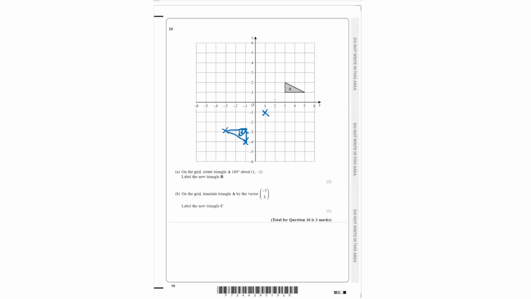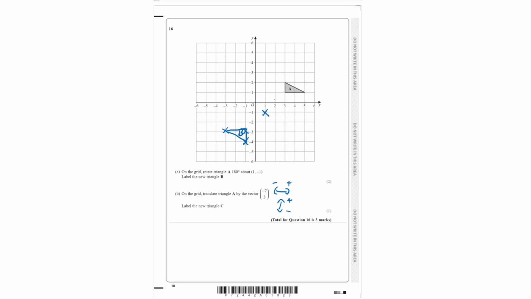On the grid, translate triangle A by the vector -7, 3. Label the new triangle C. Now, when dealing with vectors, the top number deals with the horizontal and the bottom number deals with the vertical. If it moves to the left, it's negative. If it moves to the right, it's positive. If it moves up, it's positive. If it moves down, it's negative.